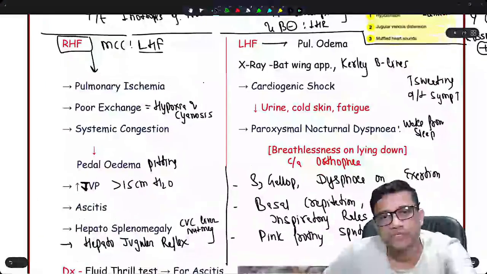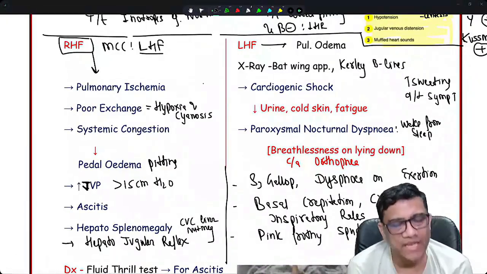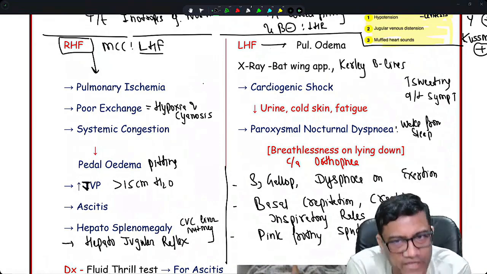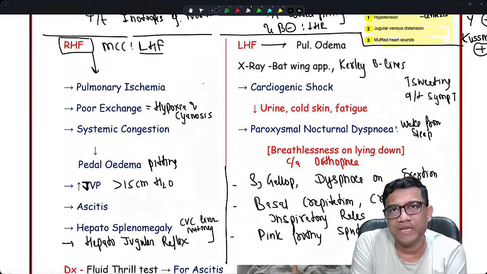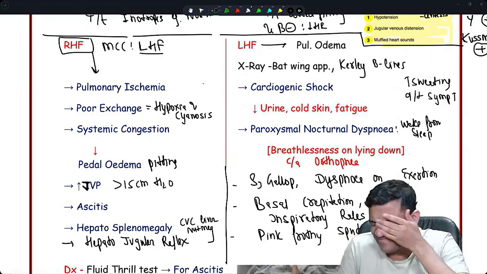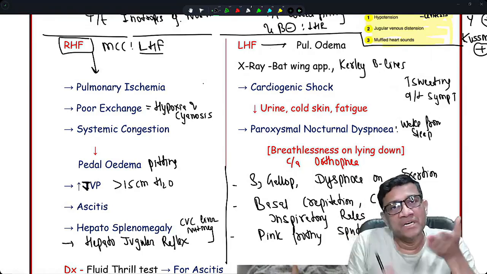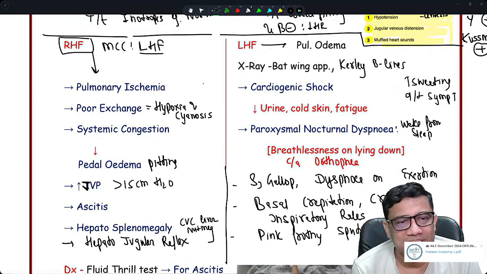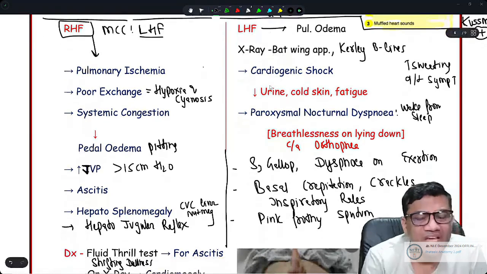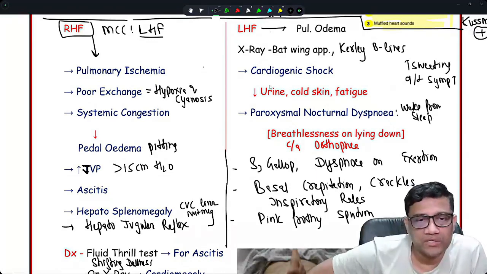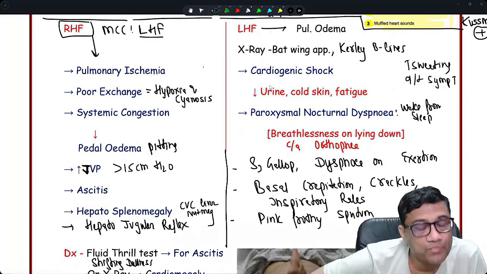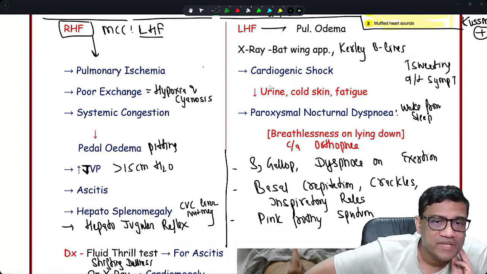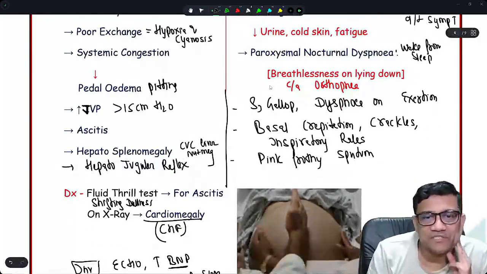Now the next question. If there is left heart failure, the most common cause of right heart failure is left heart failure. And left heart failure is mainly because of long standing diseases like hypertension, or even MI can cause it. Now remember, if there's right heart failure, the blood will not go to the lung. So that's why it causes cyanosis and poor oxygen exchange, hypoxia. So hypoxia and cyanosis are worse in right heart failure. Then there's congestion in the feet, which is pitting in nature.